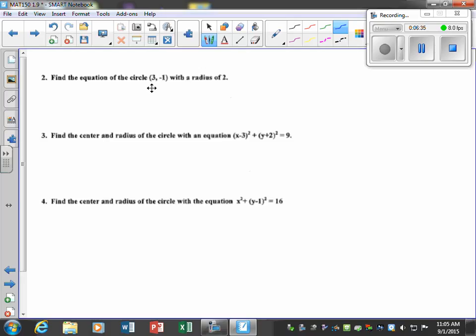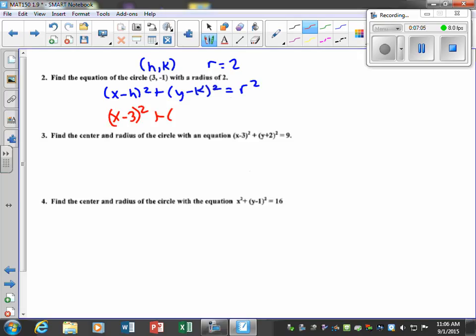Find the equation of a circle with center 3, negative 1, I'm going to remind myself, h, k, with a radius of 2. So if my formula, let me write it again, x minus h squared plus y minus k squared is equal to the radius squared, and I'm plugging in the given information. That's going to be x minus 3 squared plus y plus 1 squared is equal to, the radius is 2, so what's 2 squared? 4. Good. Yeah, that's not too bad.